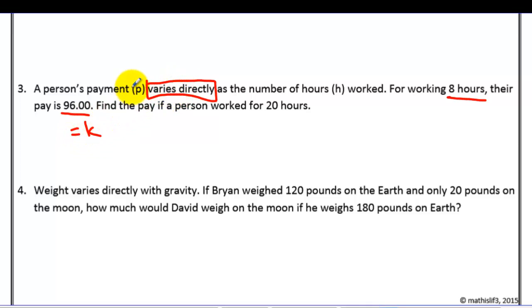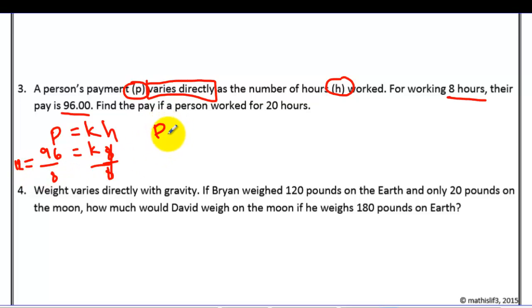The variable before this is p, so you have to write p before the equal sign. The variable after varies directly is hours, so write h after the equal to k. Again, our equation is not yet complete. We have to find the constant of variation. It's given that the h is 8 and the pay is $96. So when you divide both sides by 8, we get 12. So our k is equal to 12.